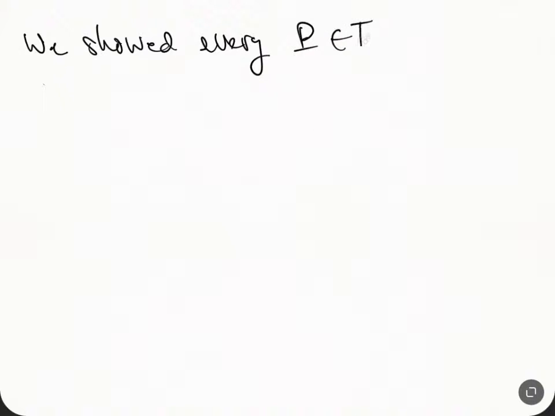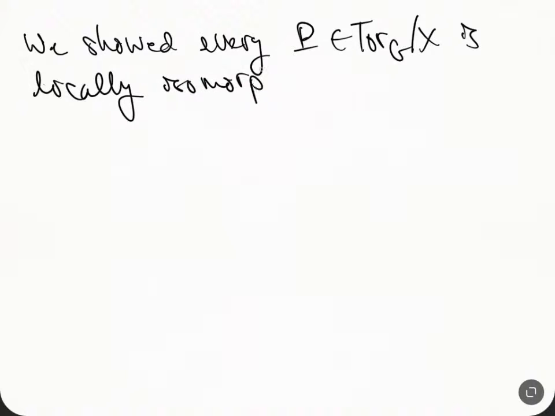So what did we show? We showed that every P, which is a left G torsor over X, is locally isomorphic to the trivial torsor. I.e., that we had this thing here.